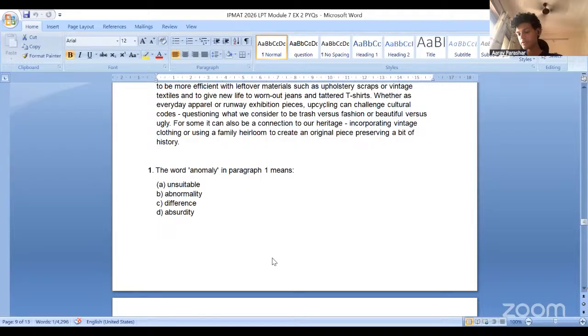Arav? Option D. Option B, abnormality. D, absurdity. Yes, ma'am. So abnormality and absurdity are very close, but in this context, it's not inclusive, so it's absurd. It says in a world still churning out trendy throwaway fashion pieces at breakneck speed, the idea of upcycled or refashioned apparel can be an anomaly. So it is not normal to do this.